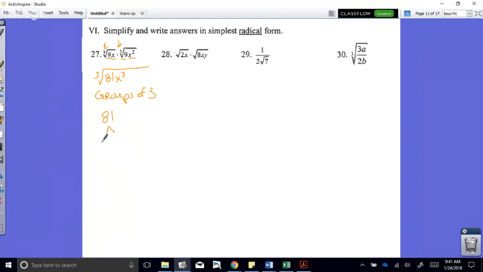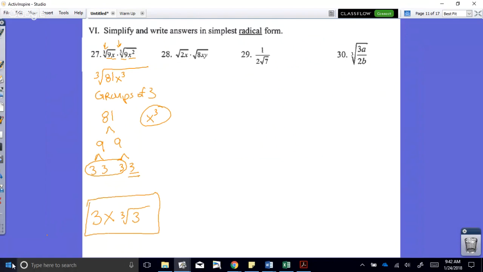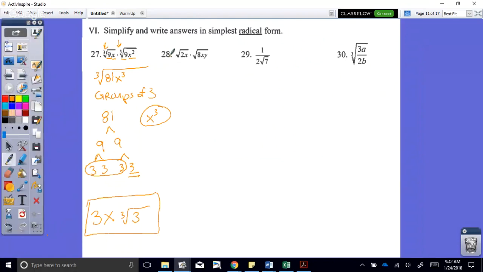So I'm going to take 81, which is 9 times 9. 9 is 3 times 3. 9 is 3 times 3. And I have a group of 3 3s that can come out, and 1 3 that is stuck inside. X to the 3rd has a perfect group of 3. I can bring x out. Since the index was odd, we don't care about absolute values. So we are good with that one. 8, you're going to do the same way, but instead of looking for groups of 3 afterwards, you're going to look for groups of 2.